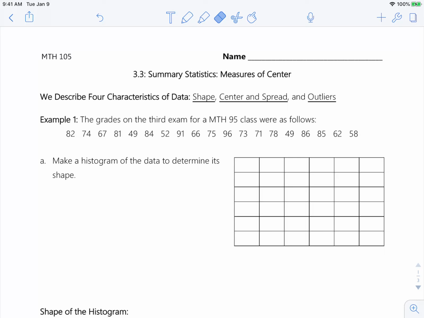So I have a list of data here. It is a list of grades on the 3rd exam for a Math 95 class. And A is asking us to make a histogram of the data to determine its shape. So to make a histogram, we want to label our horizontal axes, which would be our Math 95 exam scores. We could even say 3rd exam scores. And then the vertical axes would be frequency.